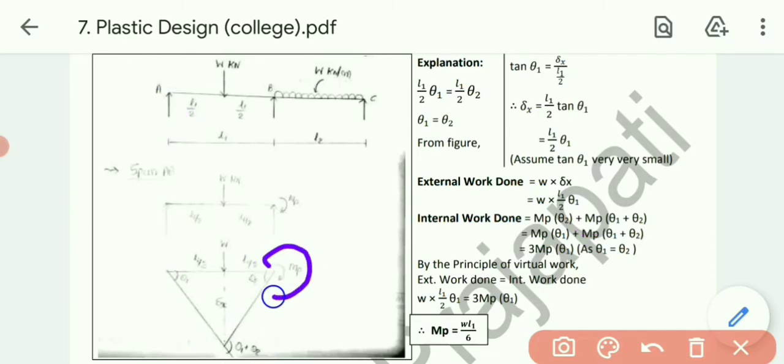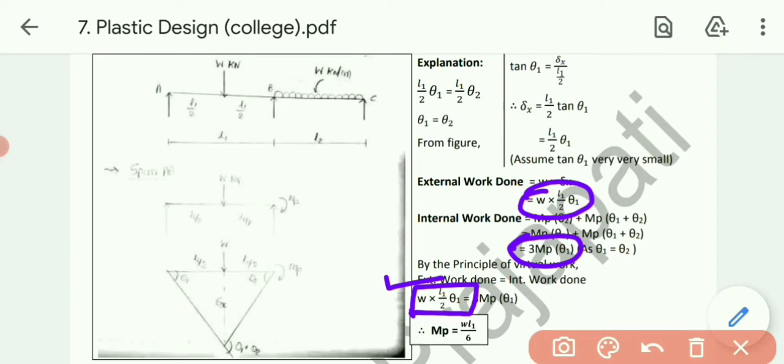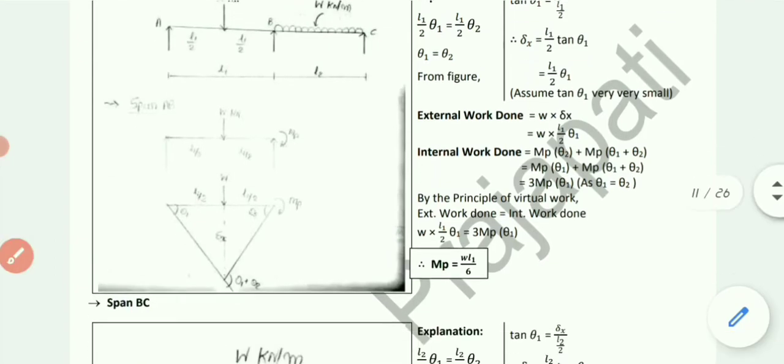So we got MP into theta 2 and MP into theta 1 plus theta 2. By simplifying, as theta 1 equals theta 2, ultimately it will be 3 MP theta 1. Now by the principle of virtual work, we equate external work and internal work. External work is W into L1 by 2 theta 1, while internal is 3 MP theta 1. By simplifying this, we get the formula of MP, that is WL by 6. This is the final formula.